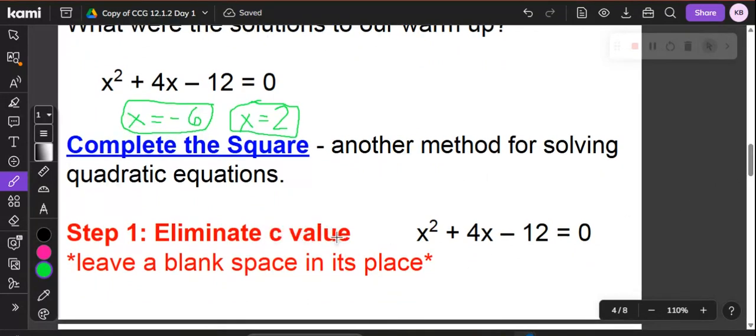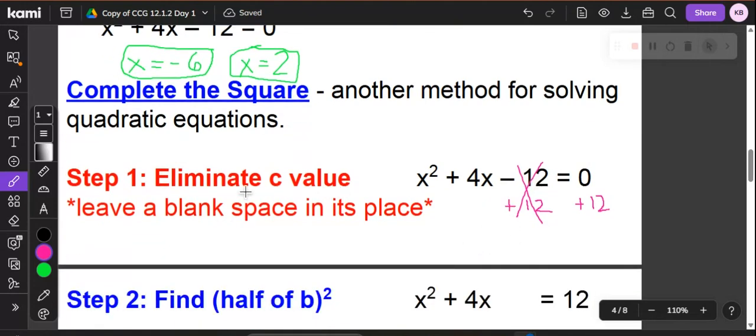Okay, when we complete the square, the first thing that we do is we actually get rid of the C value. And this is a little bit counterintuitive, because normally in factoring you need that C value to find the factors of -12. But here we're going to get rid of that -12. We're just going to add 12 on both sides. The reason that we're getting rid of it is that we're going to try to change this into a perfect square binomial. And if you don't know what a perfect square binomial is, you'll see this as we go. But we need to get rid of this C value because we don't know the square root of 12, right? That's not a perfect square.